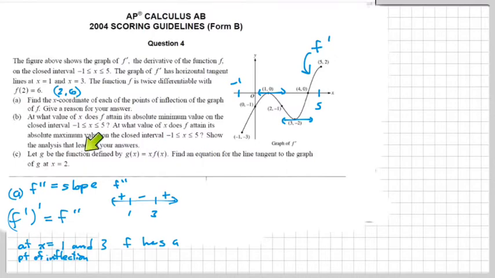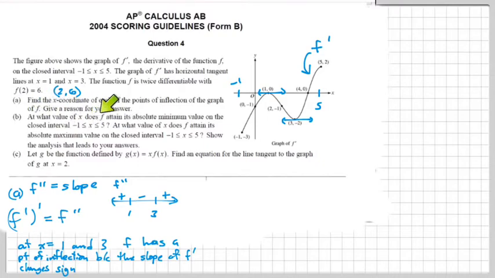Because I wrote f double prime as slope, I think that's enough reason for my answer. Oh wait, no, actually I also have to say because the slope of f prime changes sign. And you can keep it like that. It doesn't have to be a complete sentence. Let's read the next one.